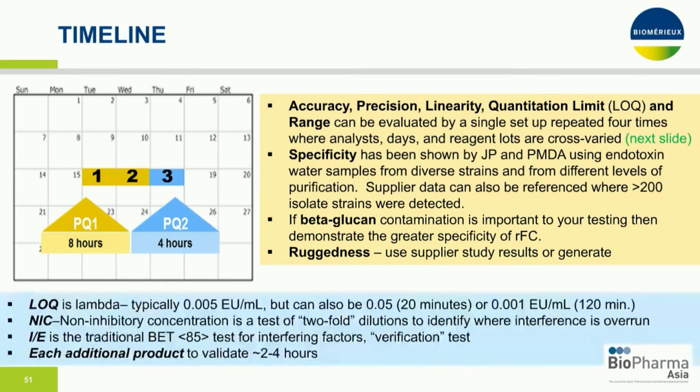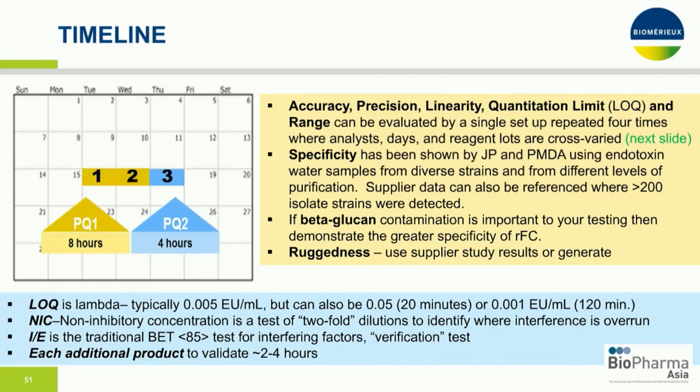And the product-specific validation, the LOQ is lambda. It can be performed at 0.005, but also it can be performed at 0.05. Say for water testing with a higher limit, you can have a 20-minute test. Or if you have some interference that needs to be overcome, you can certainly lower the lambda to 0.001. All these have been validated and can be validated for your testing too.